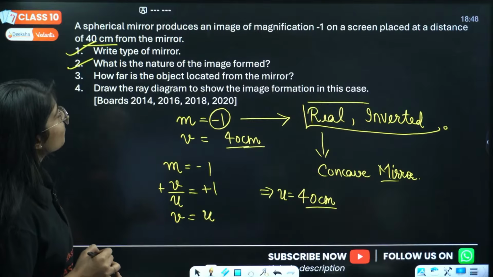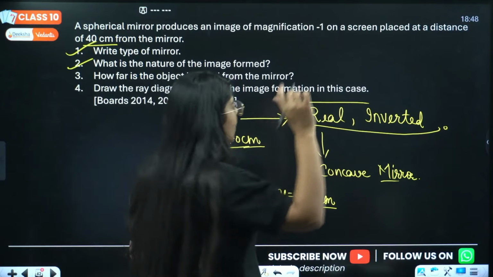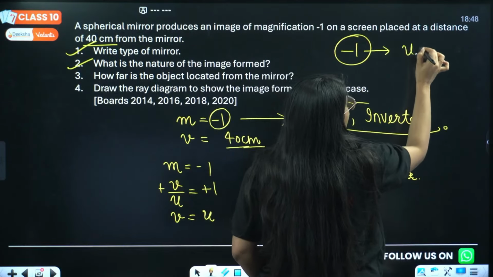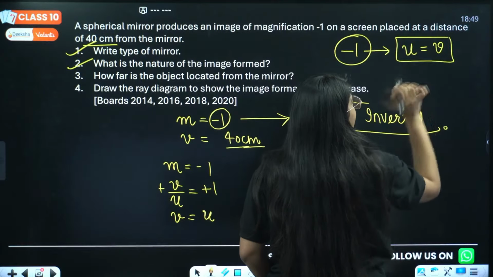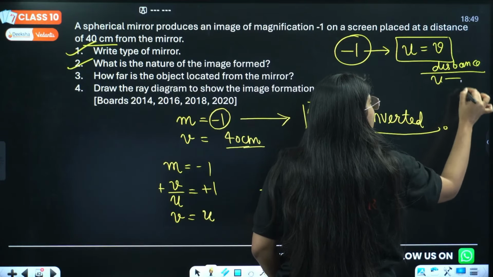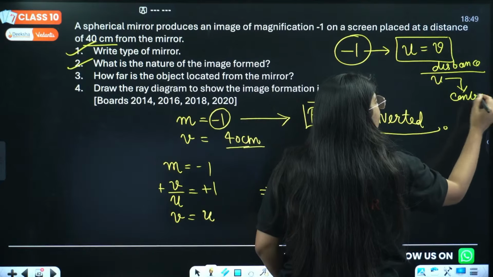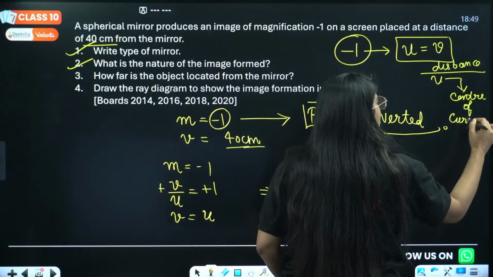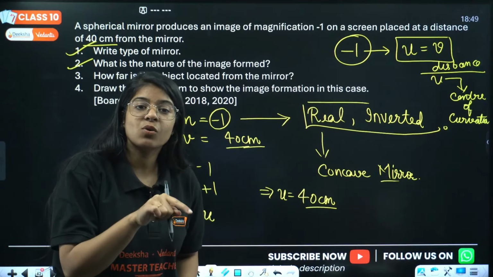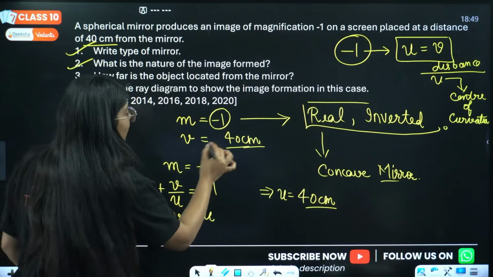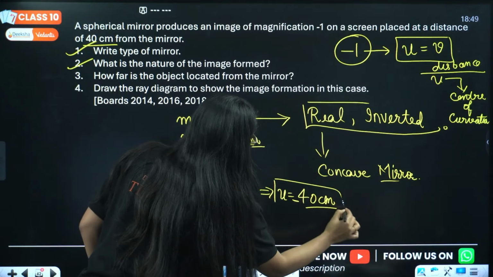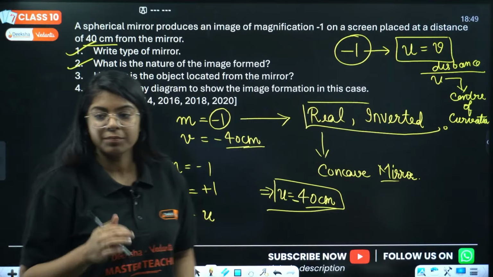Okay, magnification is -1. That means size is same. Correct. See carefully. Magnification is -1. That means image and object distances are same, right? Their distance is same. That happens only when the object is placed at center of curvature, right? Center of curvature. And if the object is at center of curvature, that means v is also real and inverted, right? So v is -40 centimeter. That means u here will be -40 centimeter as well. Correct? Understood?